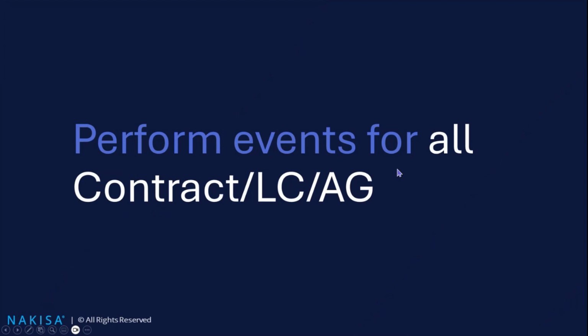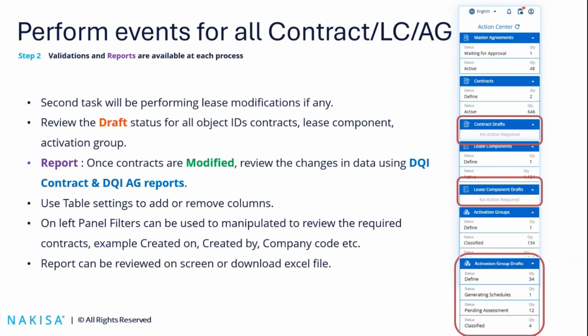Once you have created your new contracts and activated all the way to the activation group, the next step before you do anything else for the postings is to perform events for all the contracts, LCs, and activation groups. At the contract level, you can have non-financial impact modification events. At the LC, you can have certain events where you are adding a term, and then the activation group will have many more options for lease modifications.